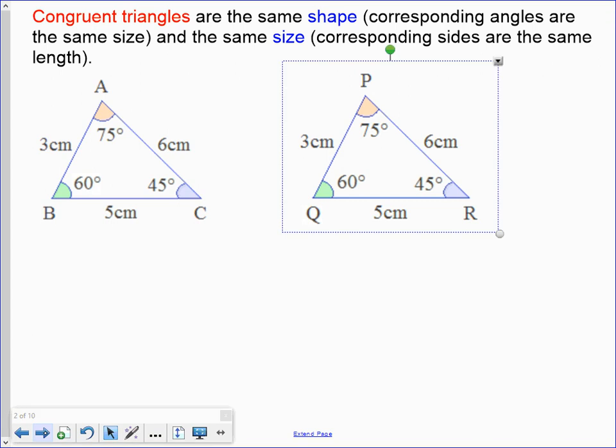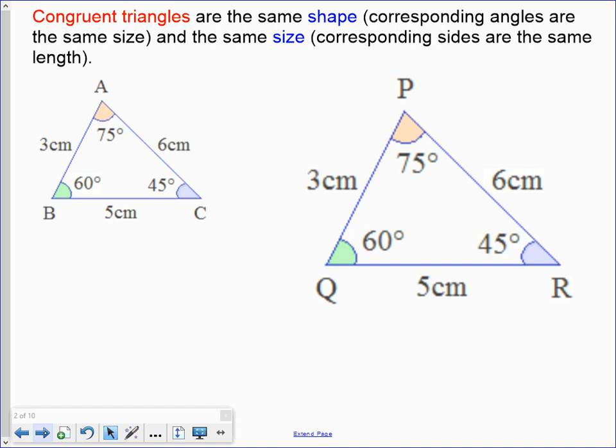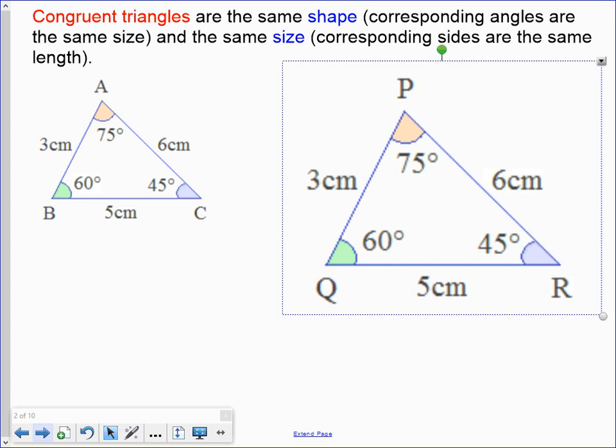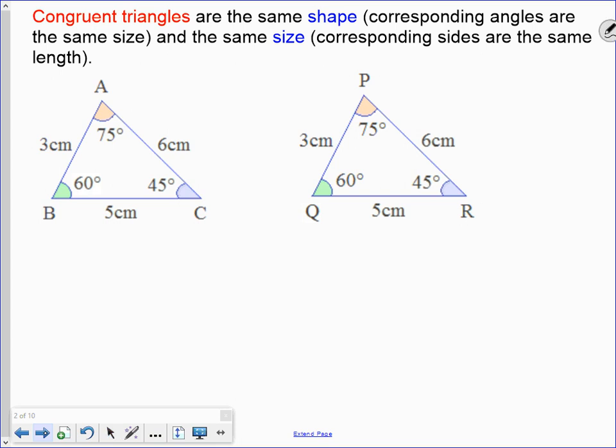If we were to take one of these triangles and make it bigger, they would still be the same shape, but they would not be the same size. So they would not be congruent, they'd be what we call similar triangles. But if they are the same shape and the same size, they are congruent. Now, we can say that, in this case, triangle ABC is congruent to, and that symbol means congruent to, triangle PQR.